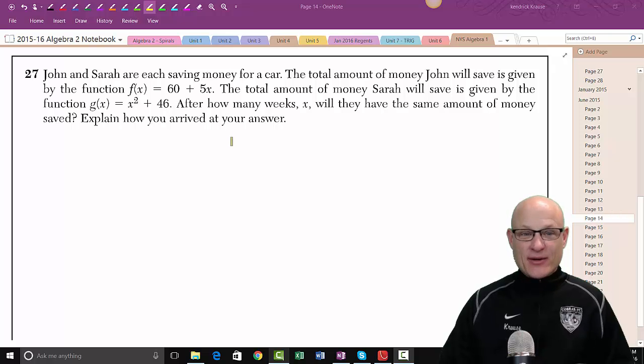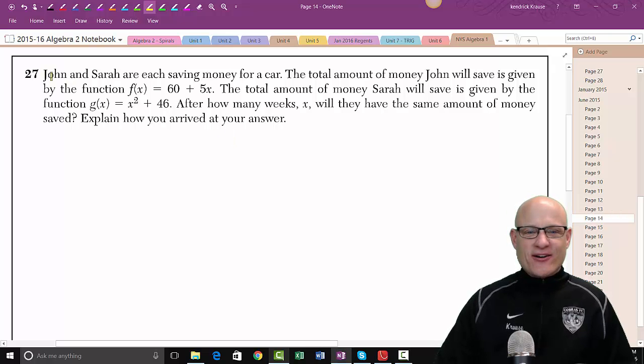And that's annoying. Anyway, John and Sarah, oh, the lovely John and Sarah, are each saving money for a car. The total amount of money they will save is given by the function 60 plus 5x.